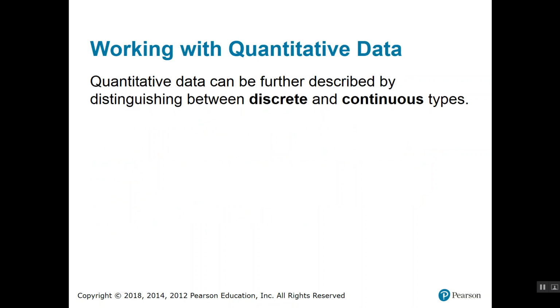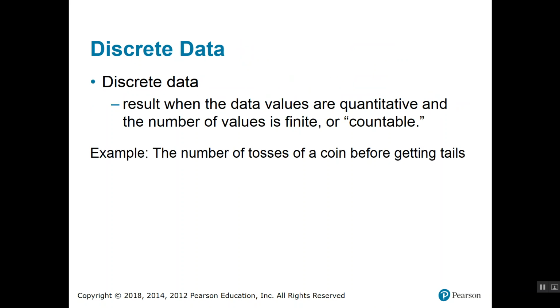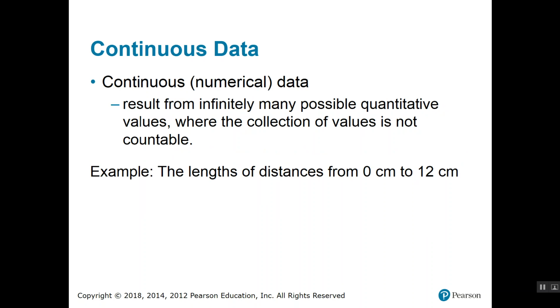Quantitative data can be broken down into two types of data. We have discrete and continuous. Discrete data is a value that you can count, and it is finite. So the instance is the number of tosses of coins before getting a tails. It might take you 1 time, it might take you 2 times, it might take you 10 times, it might take you 1,000 times, but it is actually something I could count. It is finite.